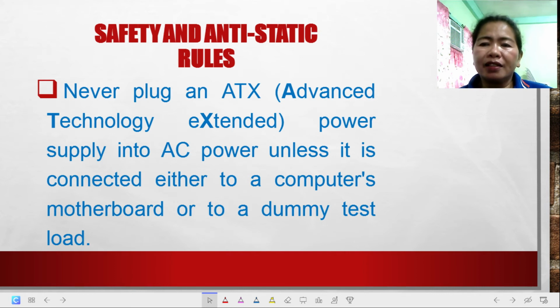So what does ATX stand for? ATX is an acronym which means Advanced Technology Extended. If you have noticed, in the acronym ATX, the last letter is X, and the word which is the meaning of X is extended.